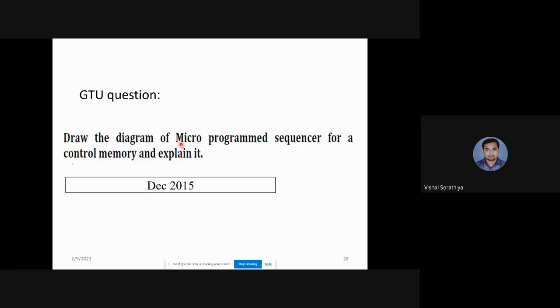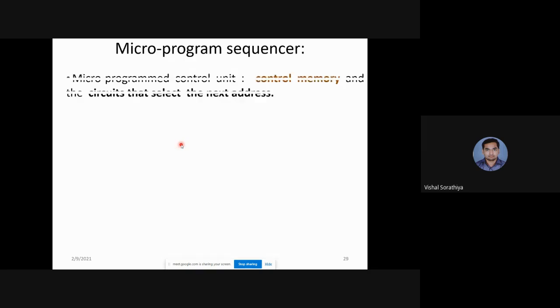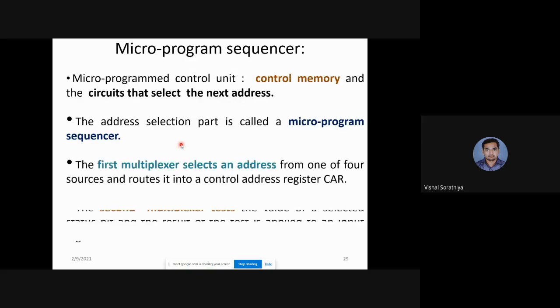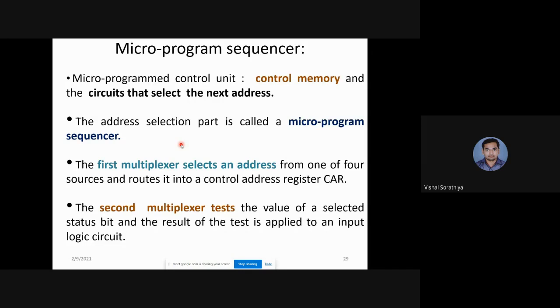So the question related to that: draw the diagram of the microprogram sequencer for the control memory and explain it. What is a microprogram sequencer? The microprogram control unit consists of a control memory and circuits that select the next address. The address selection part is called a microprogram sequencer.